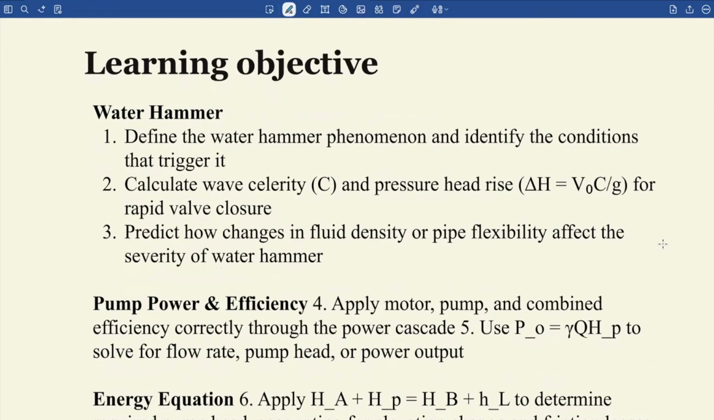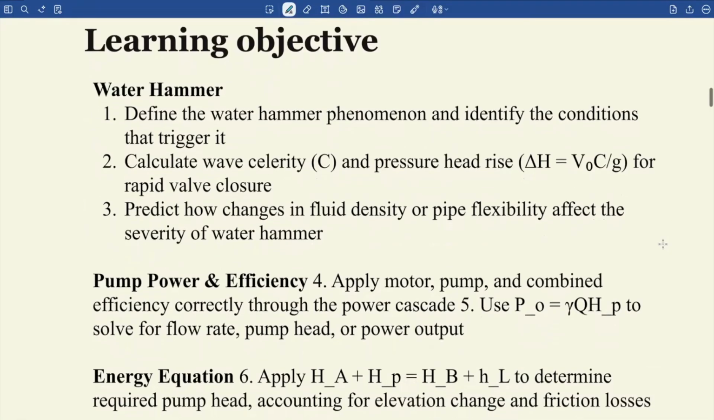One of the things we will learn about is the water hammer system. We will know how to calculate wave celerity and pressure head rise for rapid valve closure and predict how changes in fluid density or pipe flexibility will affect the severity of water hammer.